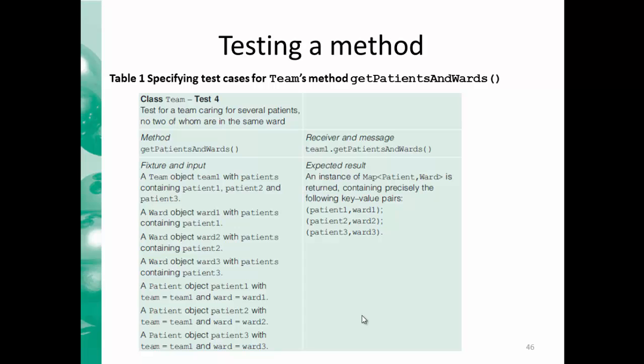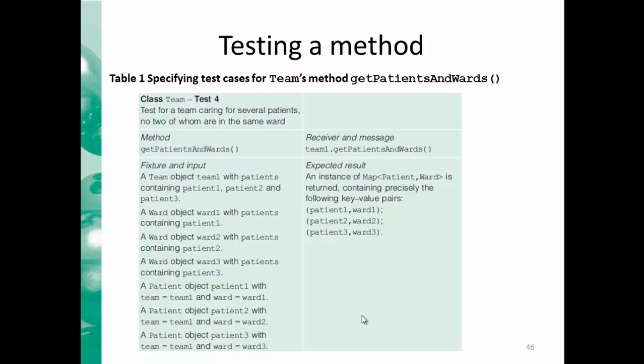Last but not least, test 4, which tests for a team caring for several patients, no two of whom are in the same ward. Means the patients of team1 are placed in different wards. Again, the method is the same, getPatientAndWards, receiver and message team1.getPatientAndWards. Now we look at the fixtures. We need a team1 with many patients, 1, 2, and 3, and with 3 different wards, because we want every patient to be in a different ward. So we have 3 patients and 3 wards, patient1, 2, 3, and wards 1, 2, 3, and all of those patients are under the same team.